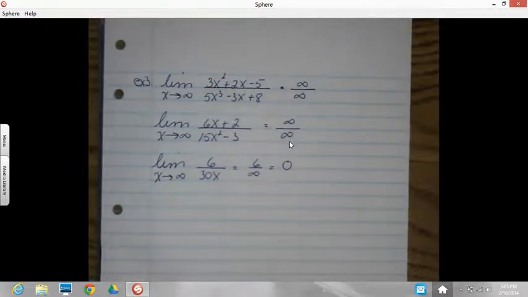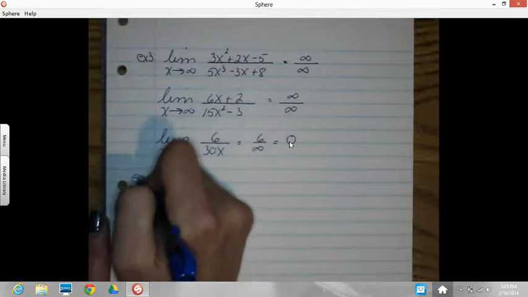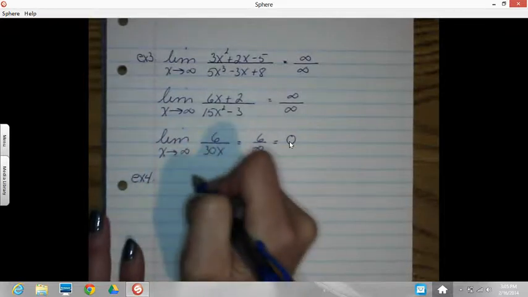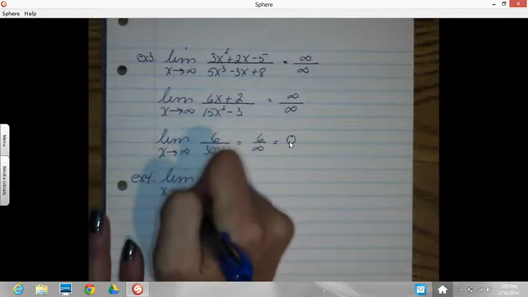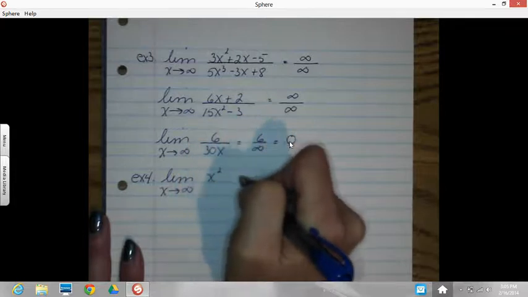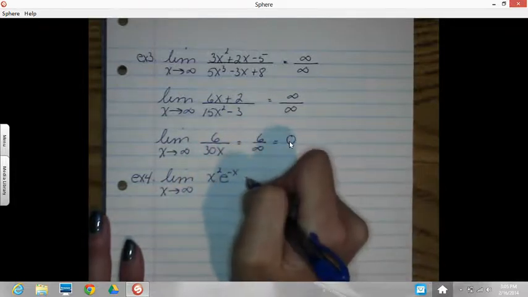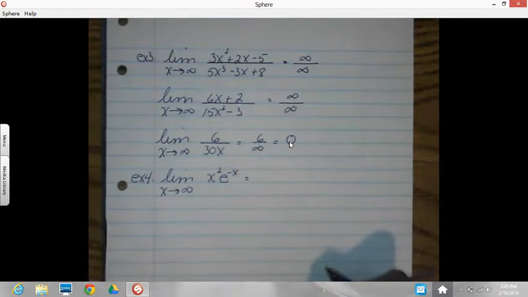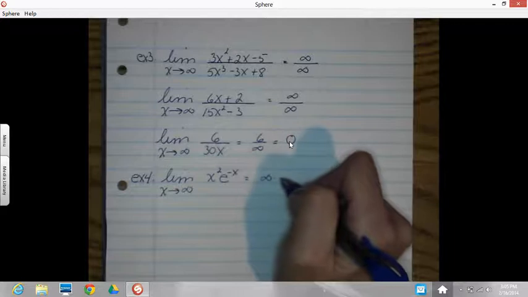Okay, last one's a little tricky. Tomorrow they'll be really tricky, but so enjoy today. We've got the limit as x approaches infinity of x squared e to the negative x. Well, here I've got infinity squared, which is infinity, times e to the negative infinity.